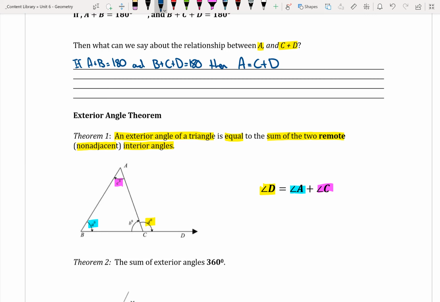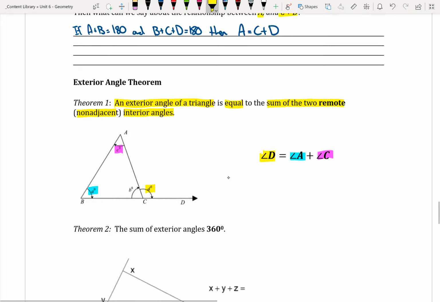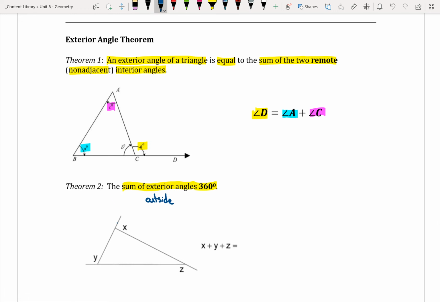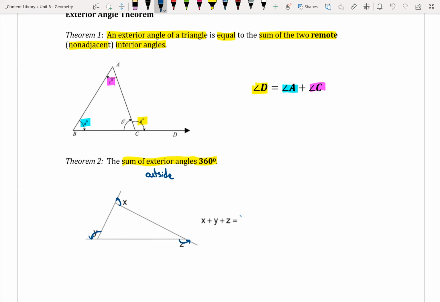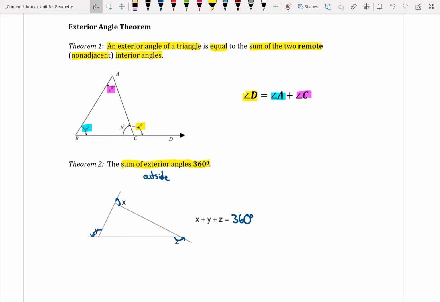The second exterior angle theorem, so the second theory looking at exterior angles, is that the sum of exterior angles is 360 degrees. So if you remember, exterior means outside. So all of the outside angles, so in this case, this angle here, this angle here, and this angle here, they all add up to 360 degrees. So those are the two exterior angles theorems that we have to worry about when dealing with triangles.